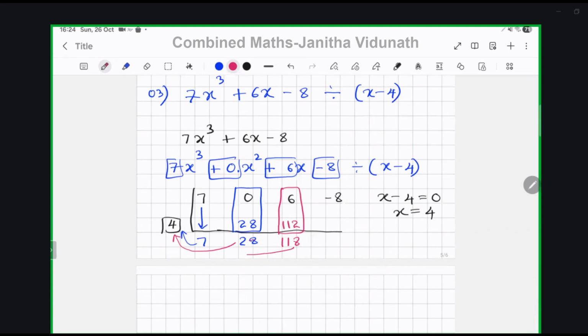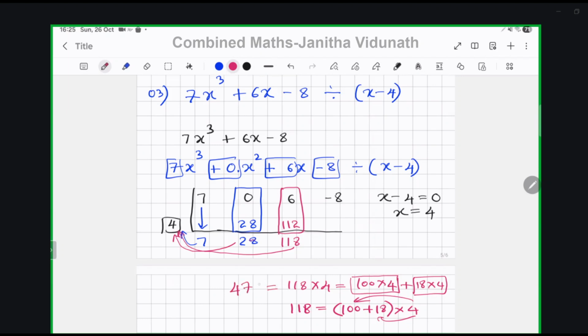Then we need to multiply 118 with the number inside the box. Now 118 times 4 means 100 times 4 plus 18 times 4. 4 times 100 means 400. 18 times 4 is 72. That means the answer is 472. Then we need to move that number to the next column.